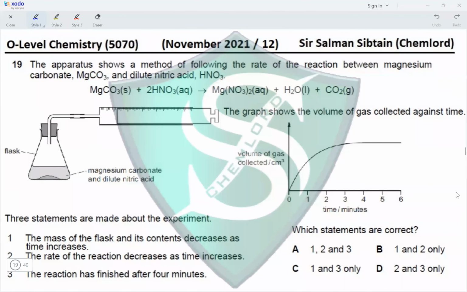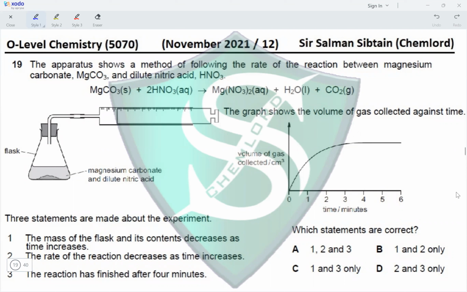Question 19. The apparatus shows a method of following the rate of the reaction between magnesium carbonate and dilute nitric acid. Equation is given. Now, the apparatus used is a conical flask with a rubber bung and a delivery tube connected to a gas syringe. And the graph shows the volume of gas collected against time. Three statements are made about the experiment.